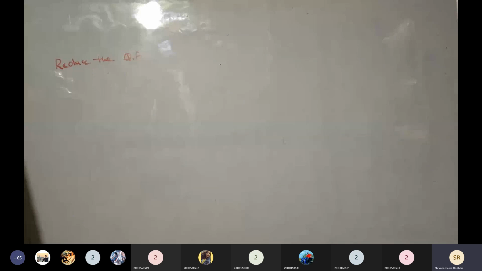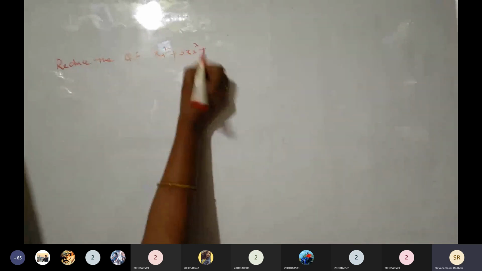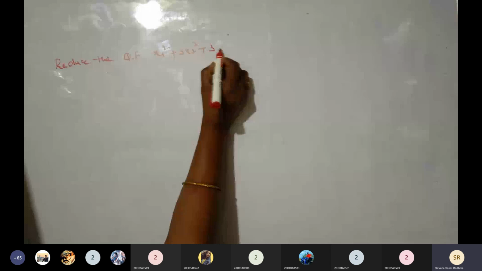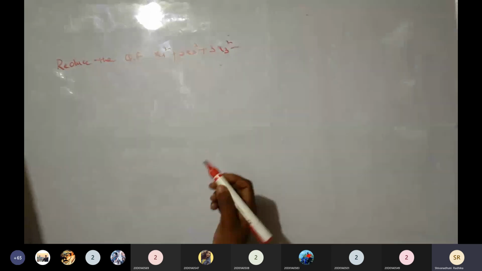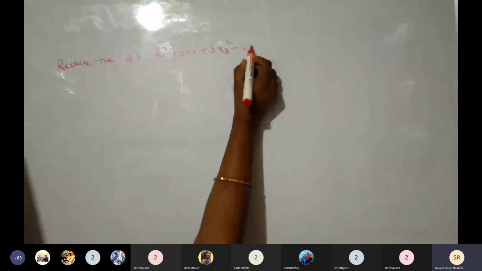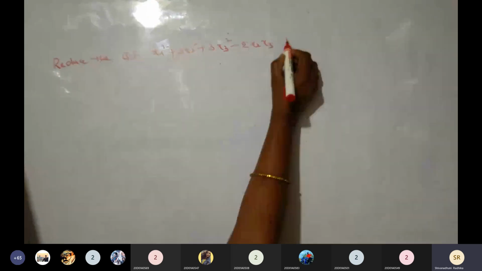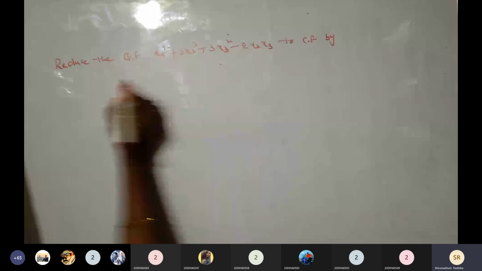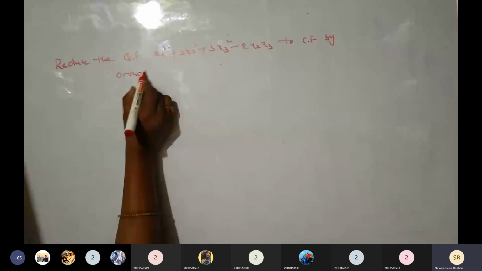Next problem, write down. Reduce the given quadratic form. Reduce the quadratic form x1 square plus 3x2 square plus 3x3 square minus 2x2x3 to canonical form by orthogonal transformation.